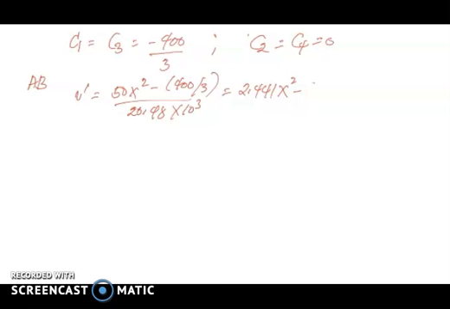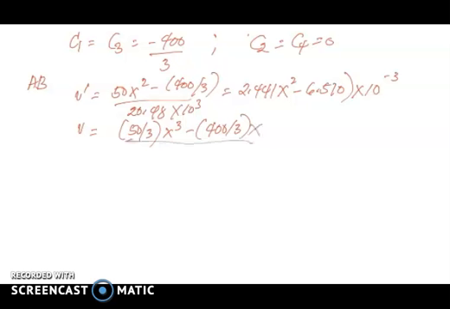And our V here is equal to 50 all over 3 x cubed minus 400 all over 3 x, all over 20.48 times 10 to the third, and that gives us 0.8138 x cubed minus 6.510 x times 10 to the negative 3 meters.